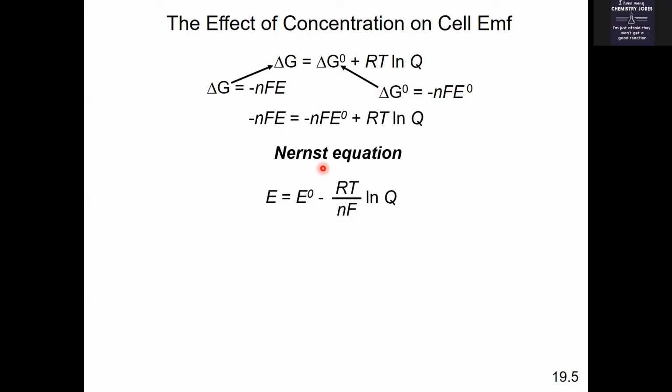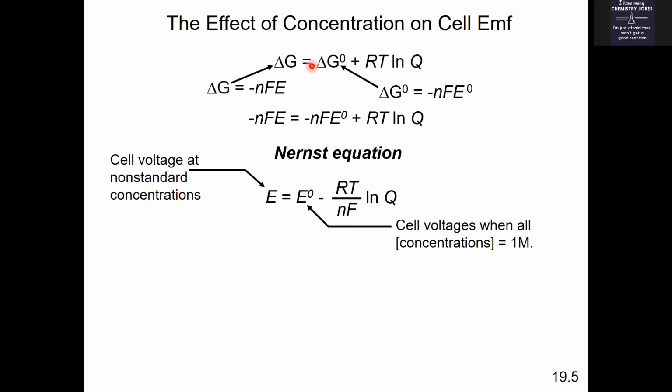R is our standard 8.314 joules per mole Kelvin. T is temperature in Kelvin. N is the number of electrons, remember, and F is Faraday's constant. It's a constant. Just like previously, G standard meant 1 atmosphere or 1 molar concentrations, E standard means 1 molar concentrations, 1 atmosphere as well. So anytime you need to measure a non-standard concentration, something other than 1 molar or 1 atmosphere, you have to use the Nernst equation.